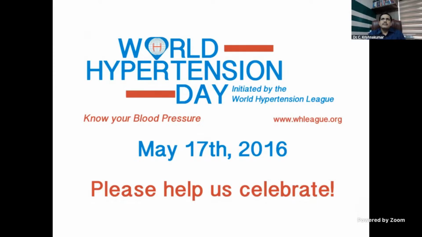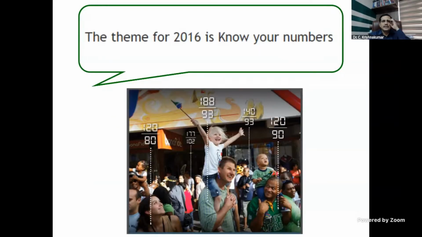May 17th is World Hypertension Day. It is initiated by the World Hypertension League. Hypertension is a systemic disease which affects all organs of the body. This disease starts from our heart. It also affects our brain in the form of stroke, and the heart in the form of LVH, hypertensive heart disease, heart failure, and MI. Kidneys are affected in the form of hypertensive nephropathy, and also hypertensive retinopathy.